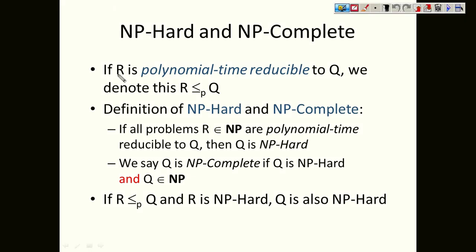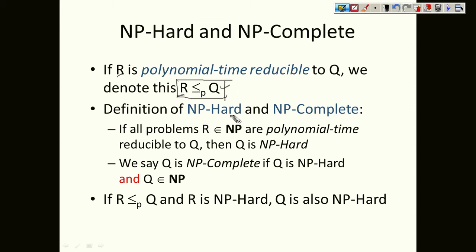So R is polynomial time reducible to Q. If R is any problem which can be reduced to Q, we denote this as R reduces to Q in polynomial time. This is the notation used for reducing a problem from one form to another. So R is one form of problem which can be reduced to Q in polynomial time, and we can write this in this way.